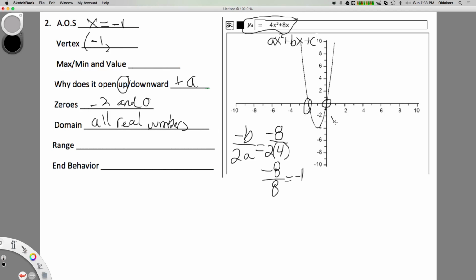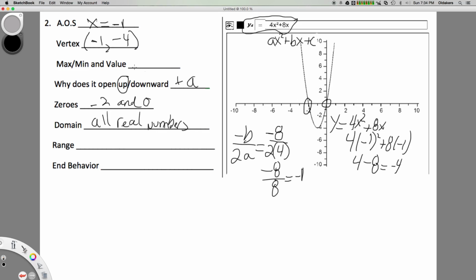To get the y value, you're going to go back to the function. y equals 4x squared plus 8x. You're going to plug that axis of symmetry value, that x value, into this function and solve for y. So it's 4 times -1 squared plus 8 times -1. -1 squared is 1, so that doesn't really change anything. It's just 4. That makes -8, so 4 minus 8 is -4. There is the y value of my vertex.